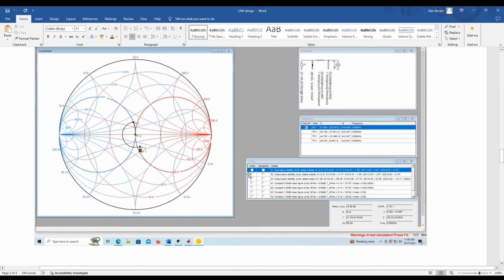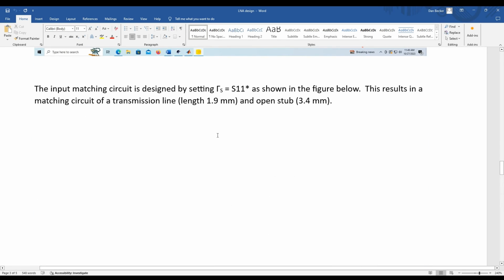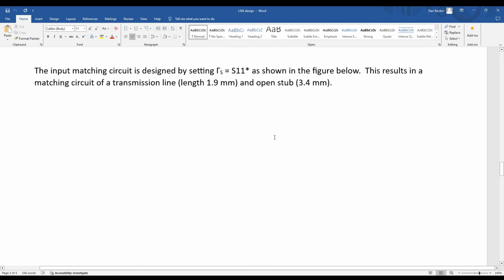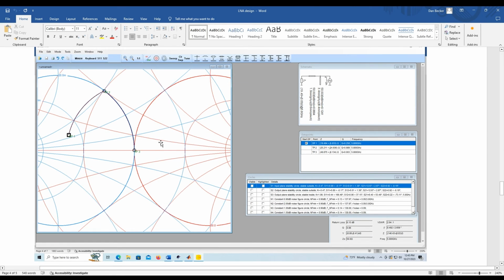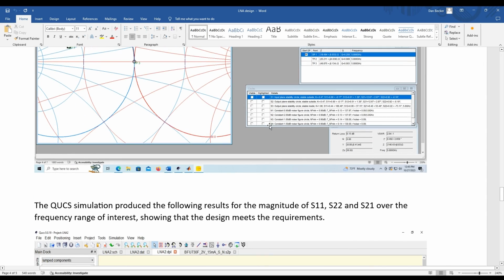Secondly, we move on to the input. And we can say that gamma source is the conjugate of S11. And that similarly gets us to 50 ohms in the center. We start here, and the transmission line brings us up to this circle, and then this open stub gets us back to the center. And the numbers are here of how long those two are.